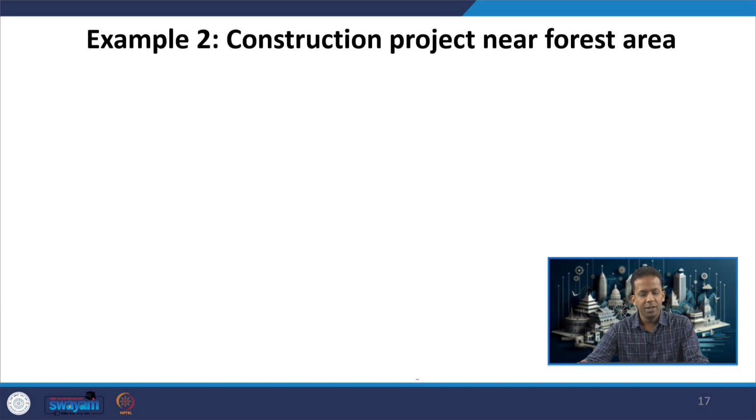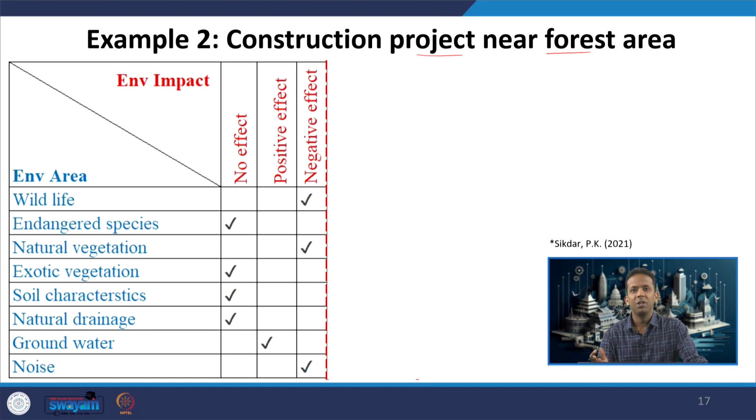Let us take another example, construction project near a forest area. So, it can be construction of anything, mostly a road or something. This is taken from one of the literature studies, and as conveyed earlier, on the first column you have the environmental components like the wildlife, endangered species, vegetation, different types of vegetation, soil, drainage, noise. If you carefully look at these environmental components, in some examples or in some studies you will find them to be very broad, like just air, water, soil and flora and fauna or economy, employment. But it need not be necessarily like that.